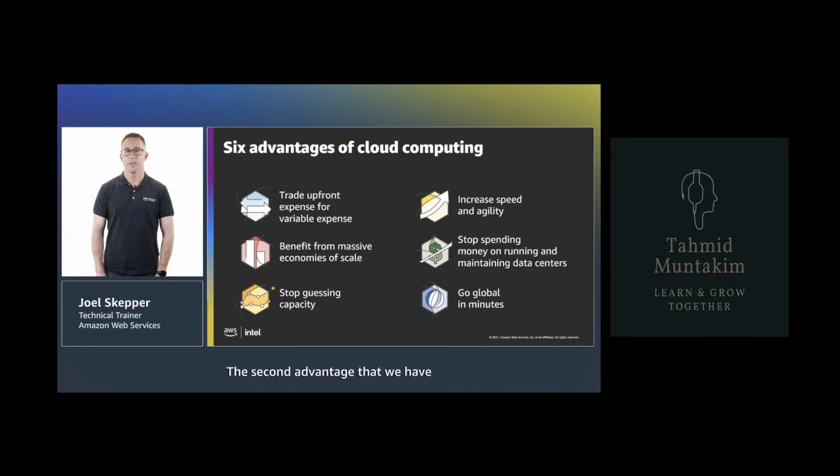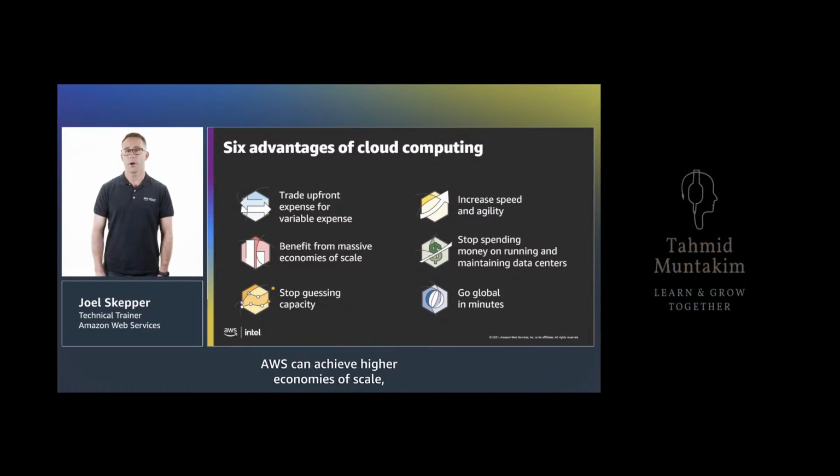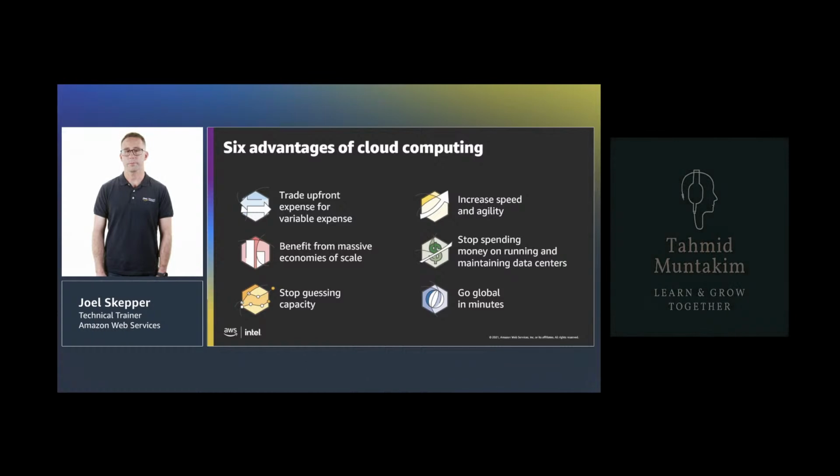The second advantage that we have is benefiting from massive economies of scale. By using AWS Cloud, you can achieve a lower variable cost than you could get on your own. Because usage from hundreds of thousands of customers is aggregated in the cloud, AWS can achieve higher economies of scale, and that economies of scale translates into a lower pay-as-you-go price because AWS passes this cost savings on to you. Next, you can stop guessing capacity.